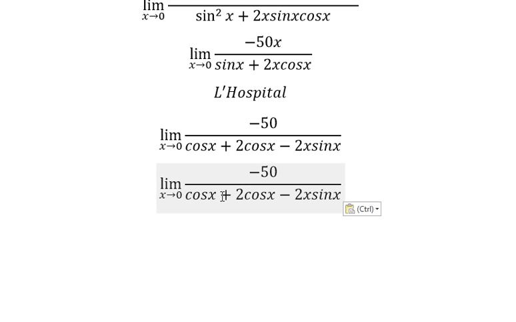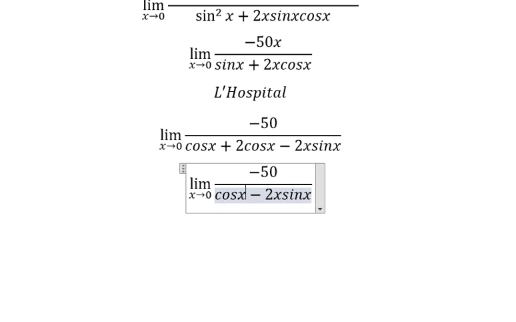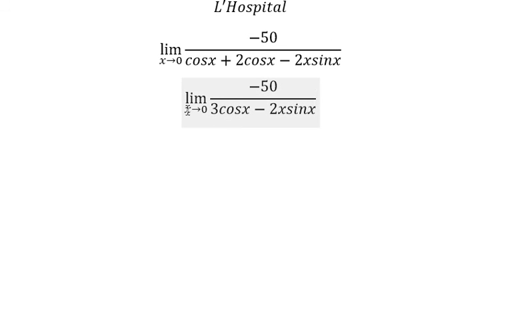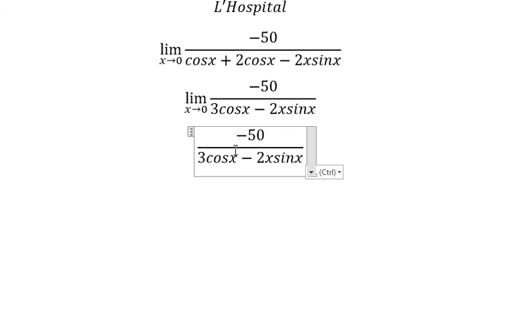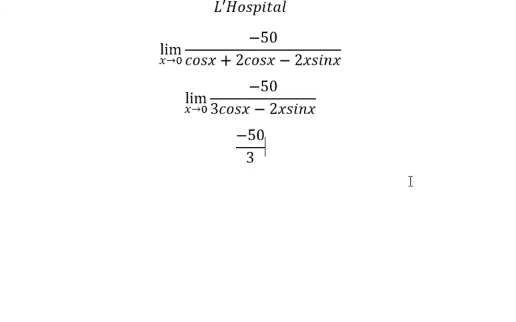Cosine x plus 2 cosine x, you get 3 cosine x. And now we put the number 0 in here and here, and so you can get the final answer. That's negative 50 over 3. And this is the final answer.